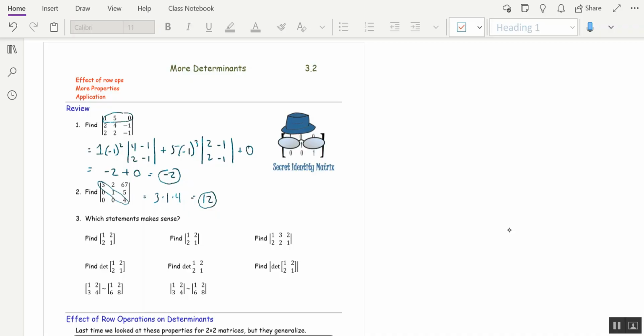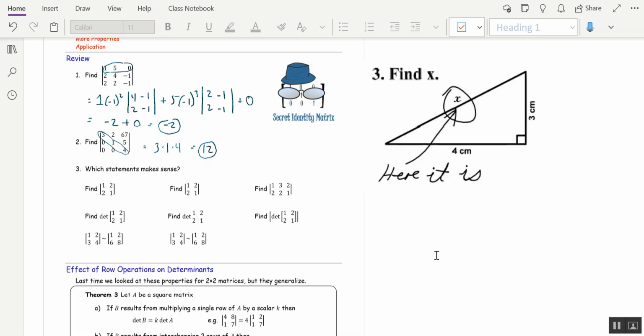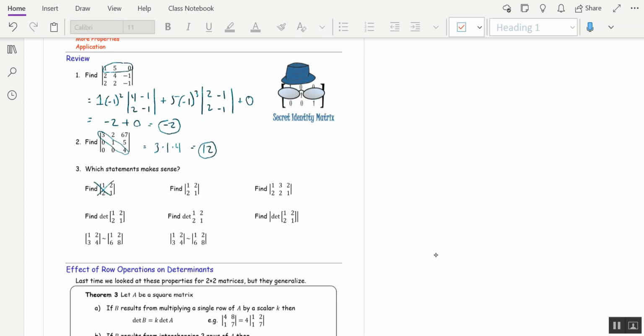Okay, which statements make sense? First one, find this matrix 1, 2, 2, 1. This reminds me of that joke, find X, where students are asked to find X and they just circle it and say, here it is. So this one makes no sense. The matrix is staring us in the face. The next one, find this determinant. Yeah, that makes sense. Third one on the top row, that makes no sense because you can't find the determinant of a non-square matrix. Moving on to the next row, find the determinant of the matrix 1, 2, 2, 1. That makes good sense. Just a different notation. These mean the same thing.